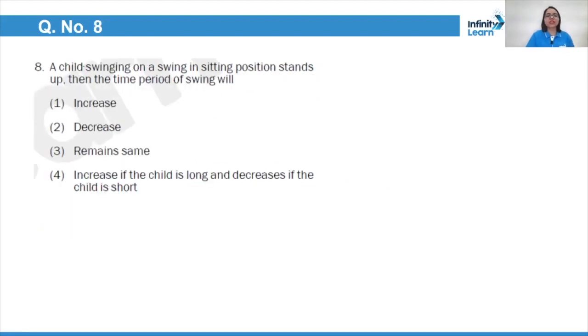Question number 8. A child swinging on a swing in sitting position stands up, then the time period of the swing will be. So when child is sitting, its center of gravity is somewhere over here. Okay, center of gravity, let's say somewhere over here. When child stands up, because of the standing up, the center of gravity shifted upwards, and because of that the effective length of the oscillating system decreases, and because of that time period will decrease. So correct answer is option 2.